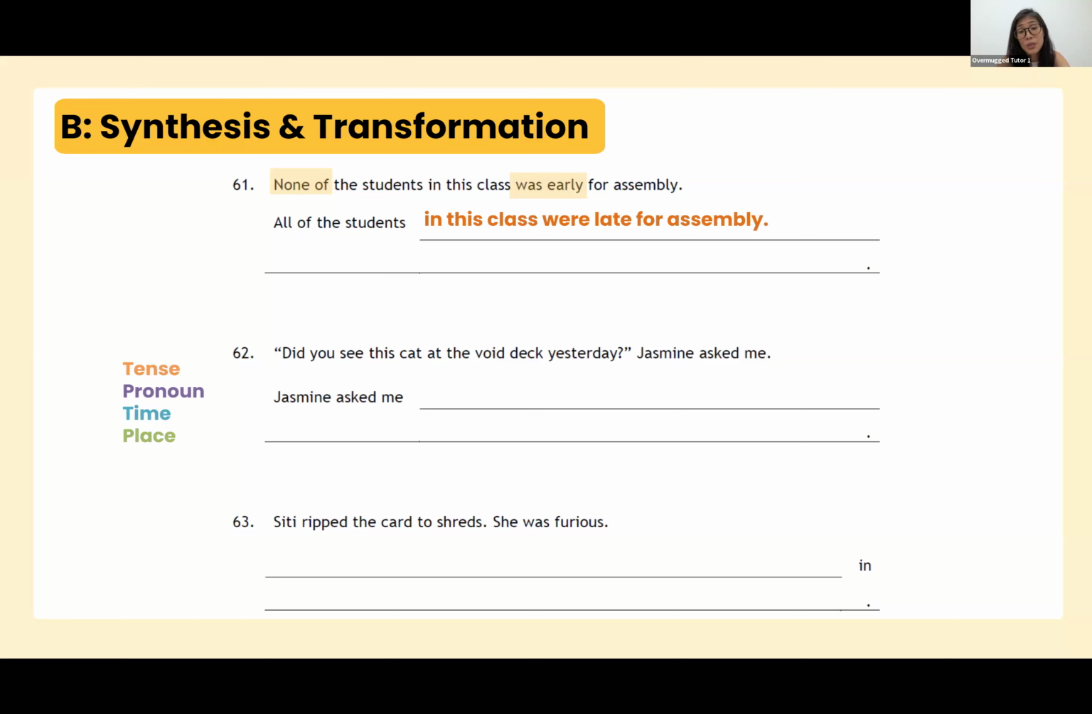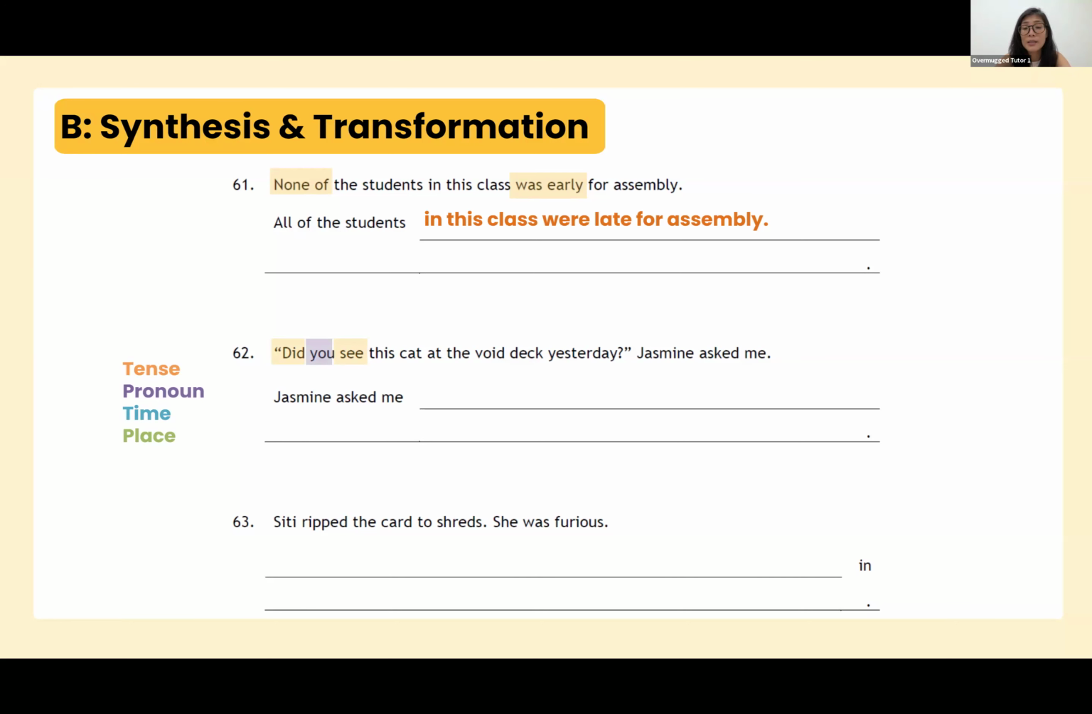Let's mark out those keywords within the question with the same color. For tense, we have did and see. We need to change this from past tense, did see, to past perfect tense. Next, we have the pronoun you. So who is you referring to here? In this case, you is referring to me or I.